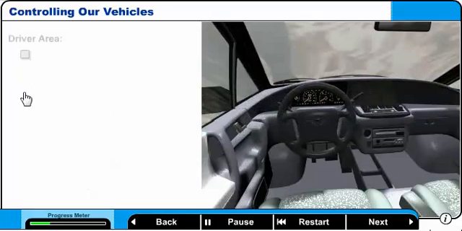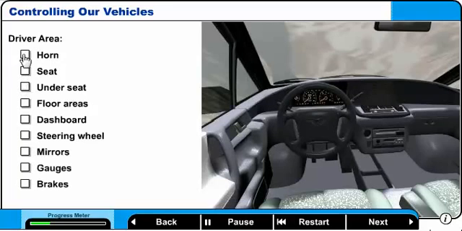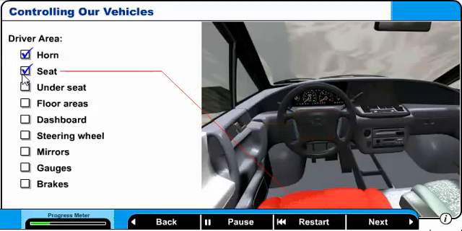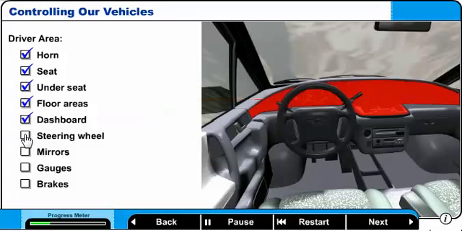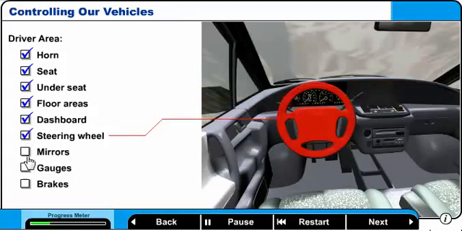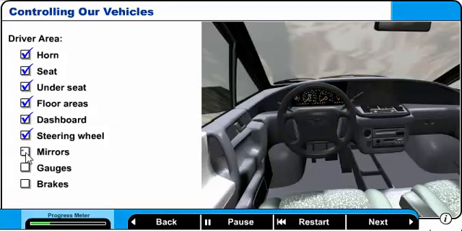Now look at the driver area. What 9 things should you inspect? Right, test the horn. Good, look at the seat. That's right, check under the seat. Yes, take a look on the floor. Right, check out the dashboard. Correct, you should check the steering wheel. Right, check the mirrors. That's correct, look at the gauges. You're right, check the brakes.